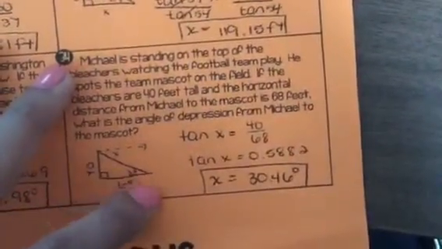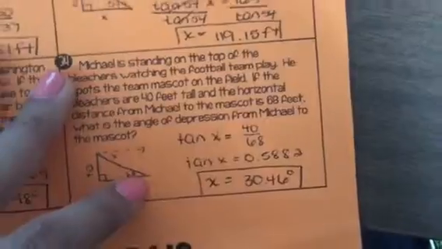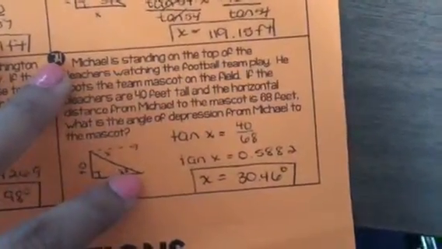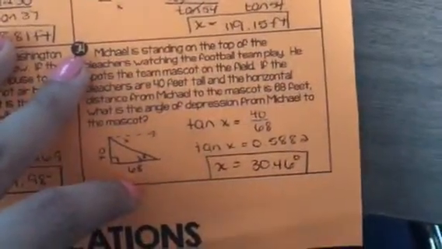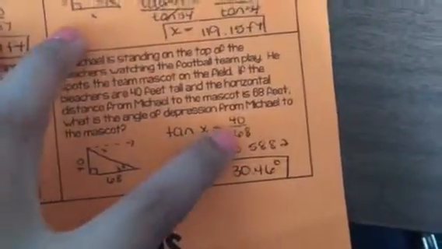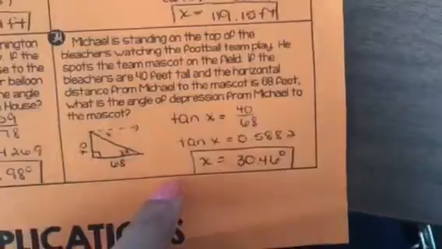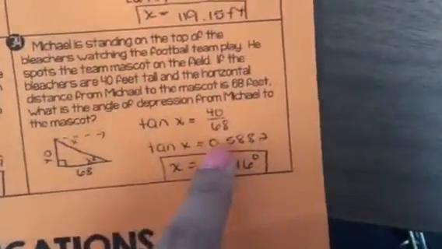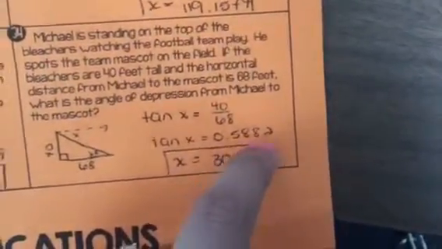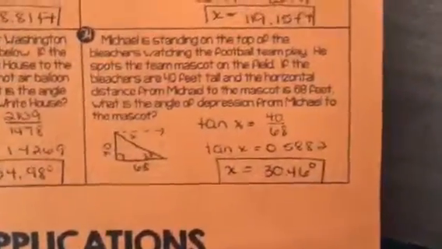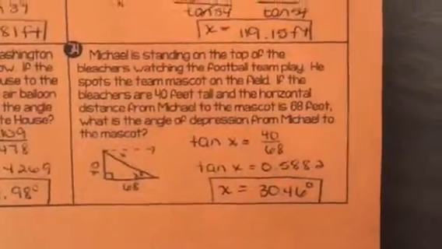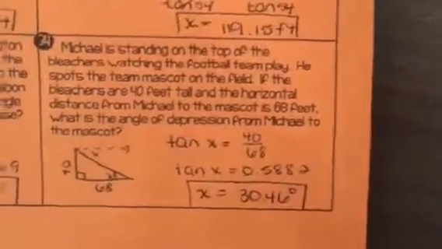To find this angle, we need to look at the relationships we have. 40 is opposite of the angle x, and 68 is adjacent, so we're going to use tangent, and we will set tangent of x equal to 40 over 68. By simplifying, we get tangent of x equals 0.5882. And finding the inverse tangent of both sides gives us x is equal to 30.46 degrees.